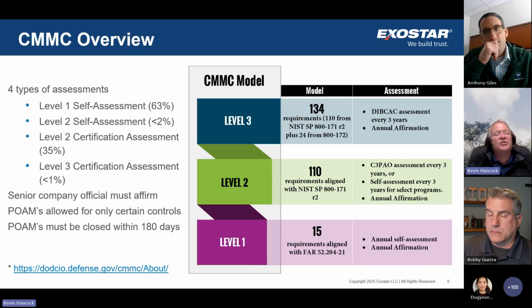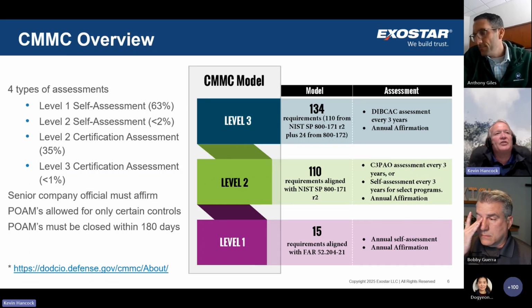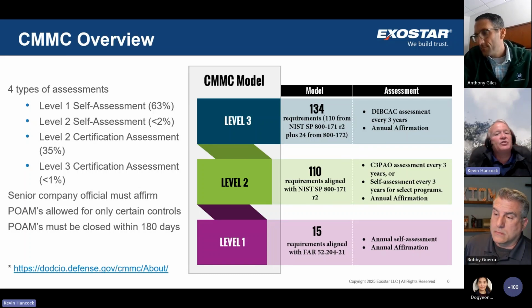When we start to get into the higher levels, level 2 and level 3, is when we start to see the need for this third-party assessment to be done around your compliance with the individual controls. At level 2, you're required to meet the 110 controls of NIST 800-171 Rev 2.